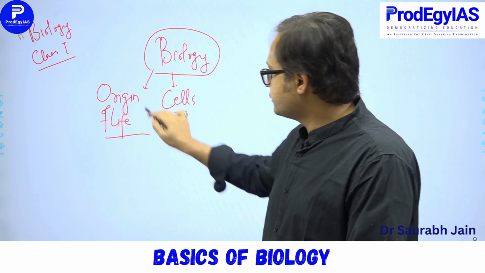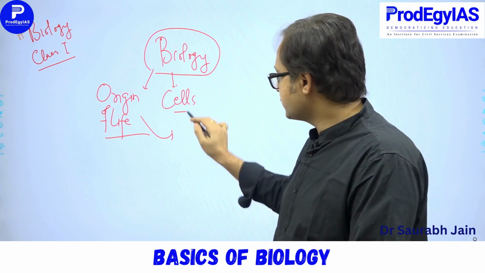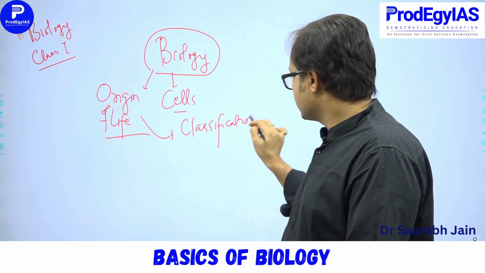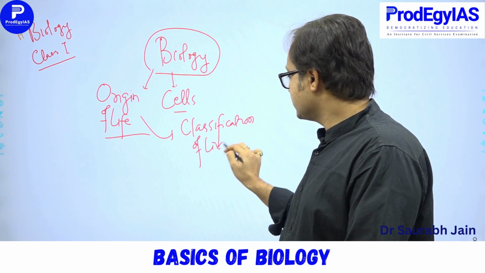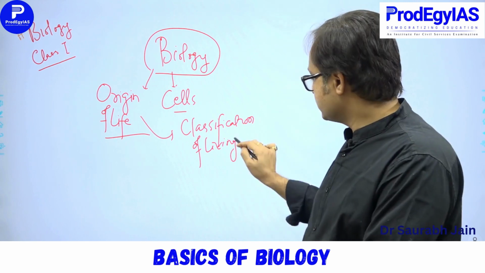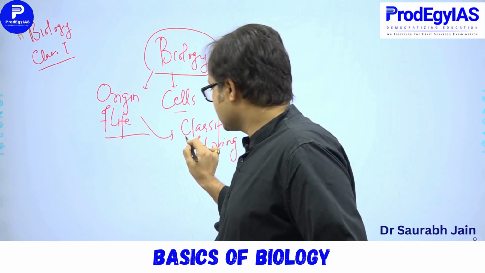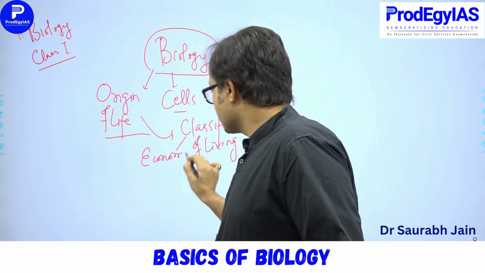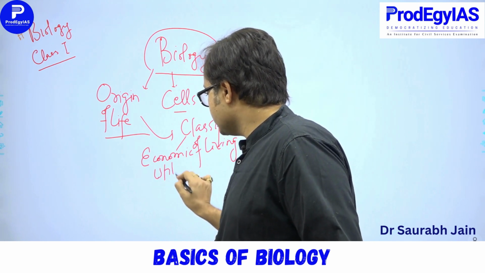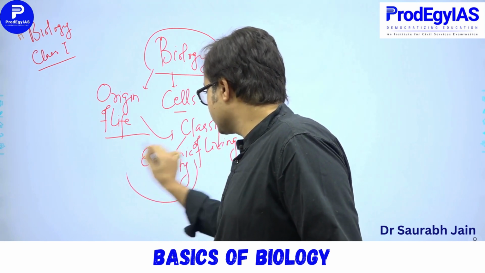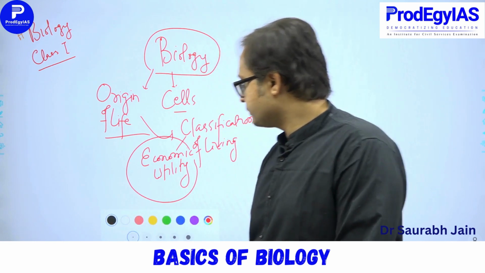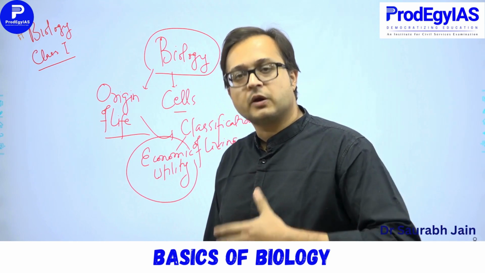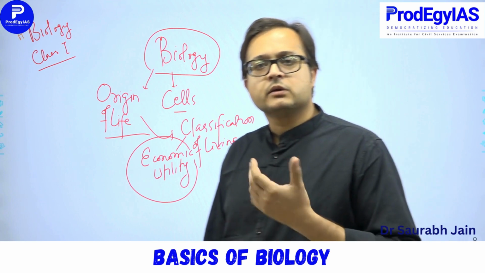The third aspect of it, which would be linked to origin of life only, would be the basic classification of living beings. With respect to this, much of the importance would be given to the classification. Importance would be given to the economic uses, the economic utility of the living beings, which we will look up to with respect to the classification of living beings, where certain factual questions have been asked in biodiversity earlier also, and they can be asked in upcoming years also.